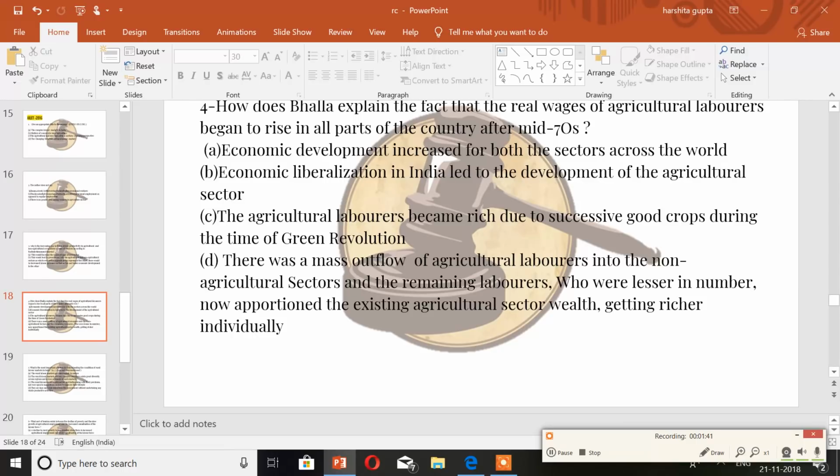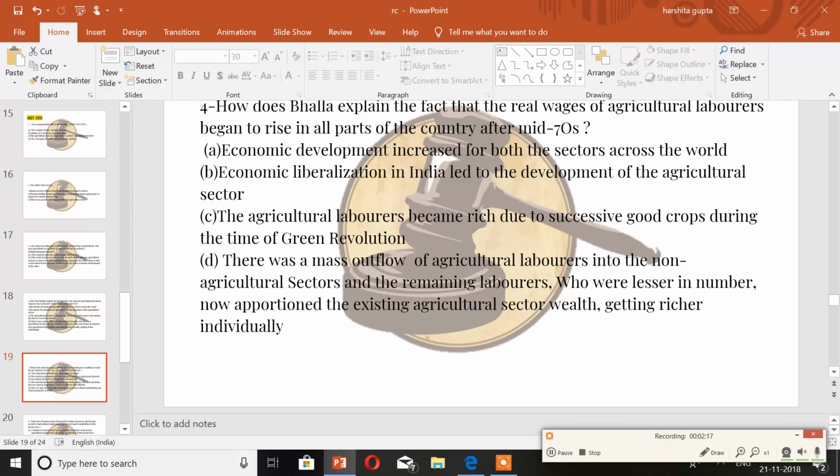There was a mass outflow, and the remaining laborers who were lesser in number now appropriated the existing agriculture sector wealth, getting richer individuals. So what they are saying is that when laborers from the agricultural sector went into the non-agricultural sector, fewer laborers were left in agriculture, so they distributed wealth among themselves and got richer. So if you read the options, this actually makes a lot of sense.